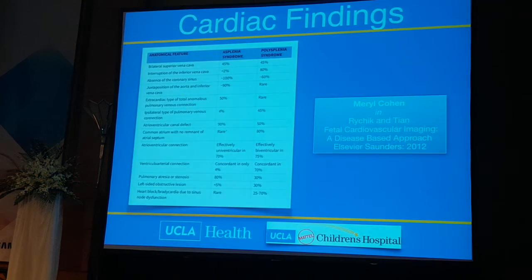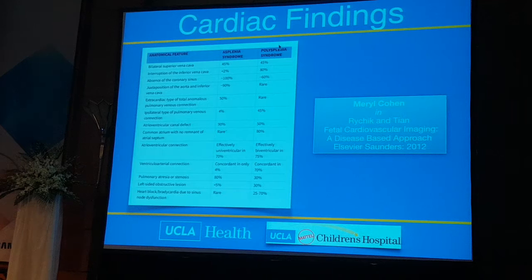This also is a nice review from a table from Meryl Cohen showing what we tend to see in asplenia and what we tend to see in polysplenia. I just want to emphasize that, again, patients may very well be somewhere in the middle. They may not be straightforward asplenia or polysplenia. But I think it's useful to know what commonly goes together, because when you're evaluating the heart, someone with what seems to be asplenia, you might be thinking about different things than you might be otherwise.